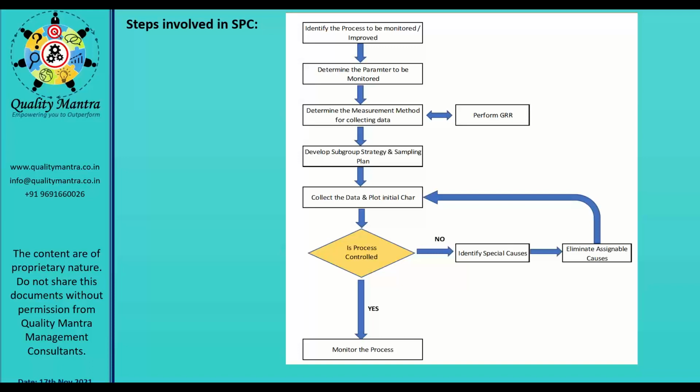Then you need to determine what parameter you are going to monitor in that particular process. In that process, which parameter do you want to monitor, because for every parameter you need to prepare a separate control chart. So in a heat treatment process, if you want to monitor the temperature, or the time, or the hardness, you need to decide that. Then determine the measurement method for collecting the data.